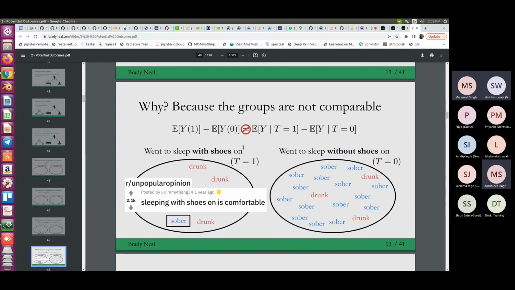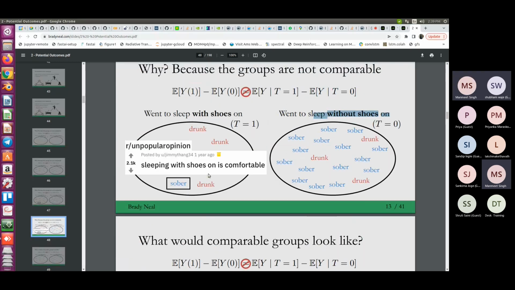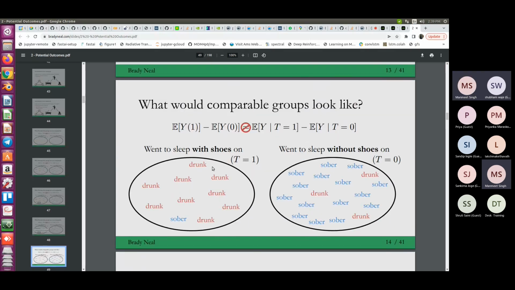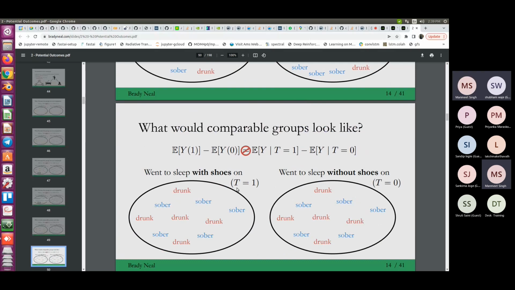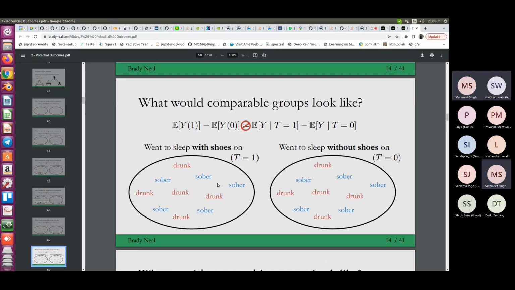And so you can see that these are the two groups that we have, t equal to 1 and t equal to 0. So t equal to 1 is whether the person is given the treatment. The treatment can be anything, here that person is wearing shoes, and t equal to 0 is the person went to sleep without shoes on. So these two groups are not comparable, right? You cannot just compare these two and associate it with the shoes, because this group contains people who are all drunk, and this group mostly contains people who are sober.